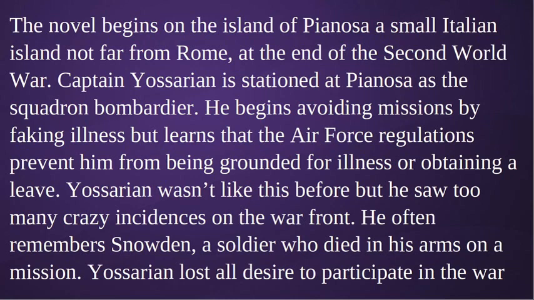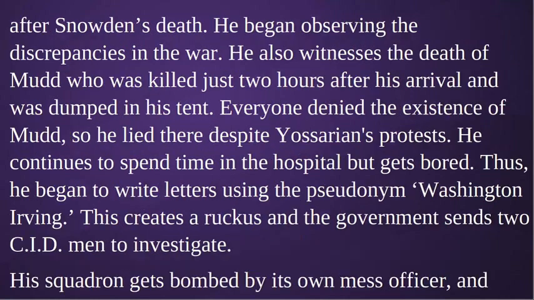Yossarian wasn't like this before, but he saw too many crazy incidents on the war front. He often remembers Snowden, a soldier who died in his arms on a mission. Yossarian lost all desire to participate in the war after Snowden's death. He began observing the discrepancies in the war. He also witnesses the death of Mudd, who was killed just 2 hours after his arrival and was dumped in his tent. Everyone denied the existence of Mudd, so he lay there despite Yossarian's protests.